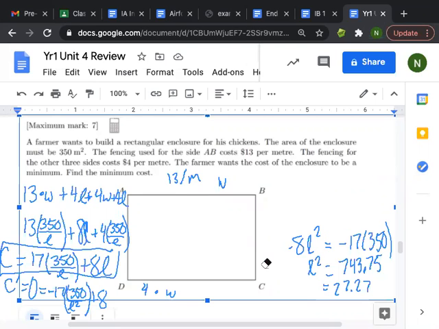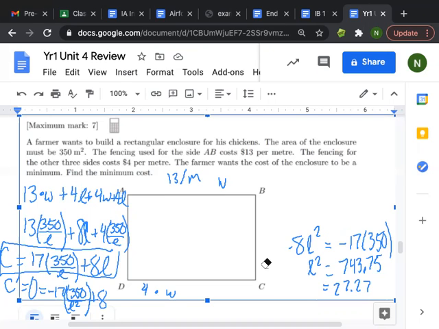Your cost equation. Because it says find the minimum cost. Some questions are a little bit trickier. They might say, find the dimensions that minimize the cost, in which case I would have to plug it back into the area equation to figure out what the width is.